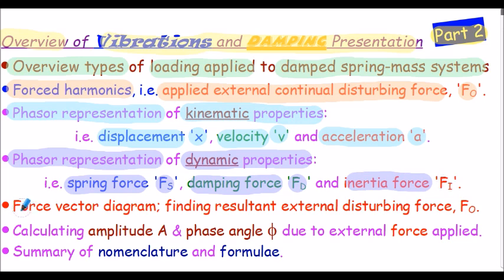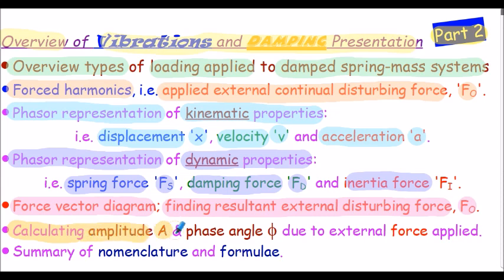We then construct a force vector diagram which finds the resultant external disturbing force, F0, in terms of the other three forces stated above. And from the vector diagram we'll be able to calculate the amplitude, symbol A, and the phase angle, symbol phi, that's induced due to the external force applied. The presentation concludes with a summary of nomenclature and formula derived in the presentation.